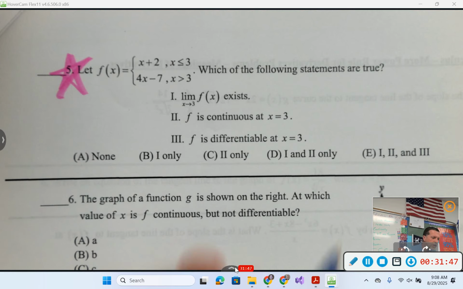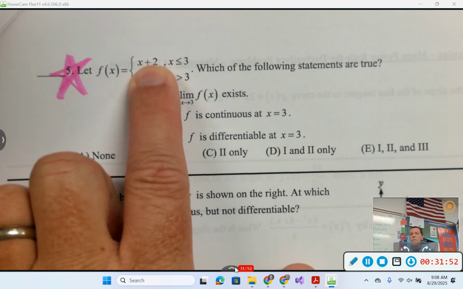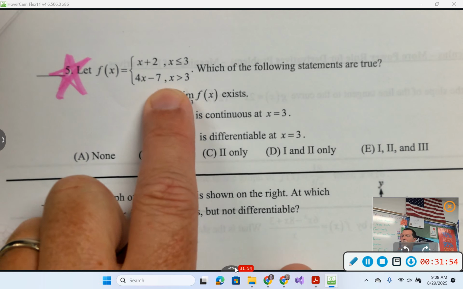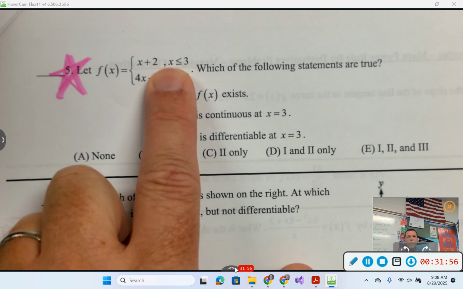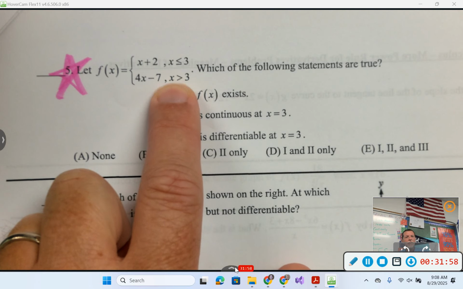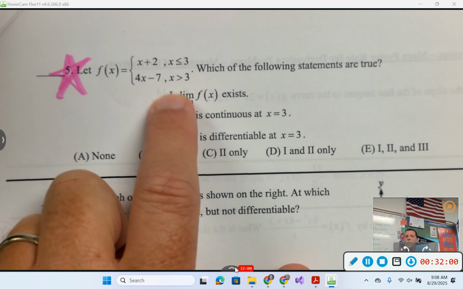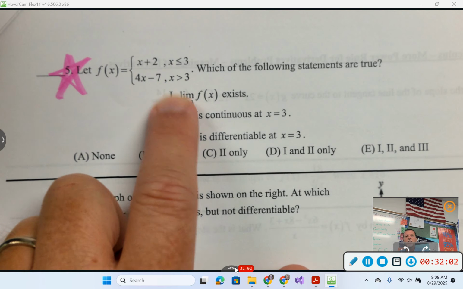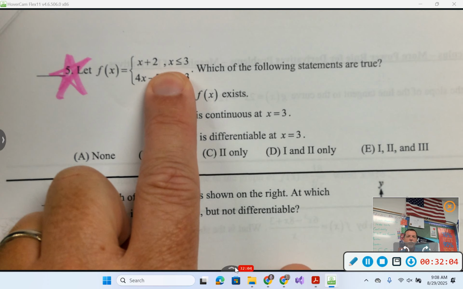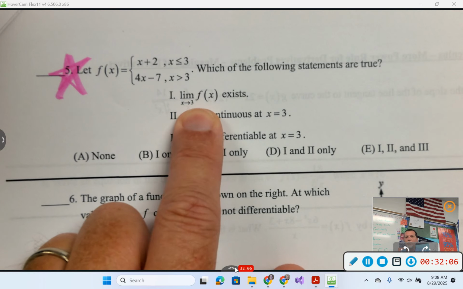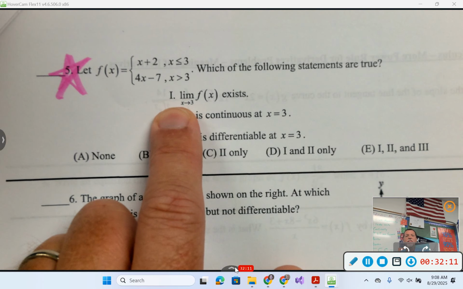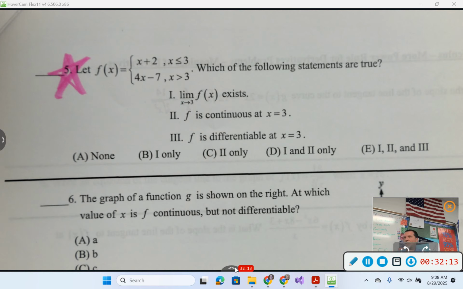Okay, so before we look at the statements and talk specifically about what they are, what might be going on here? What does this look like from our last unit? What might be happening? A jump. There might be a jump here. So I'm going to need to check at 3 to see if there's a jump. And that's basically what Roman numeral 1 is saying to check. Let's check from the left and the right. If they match, then the limit exists and there's not a jump.